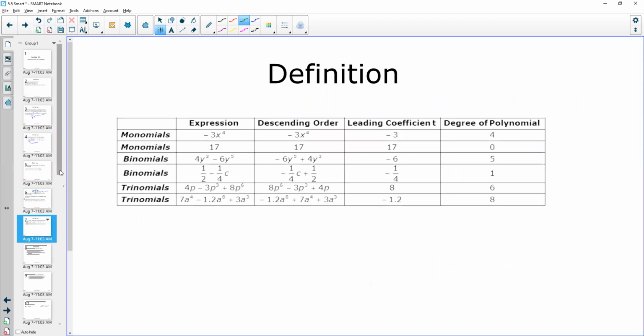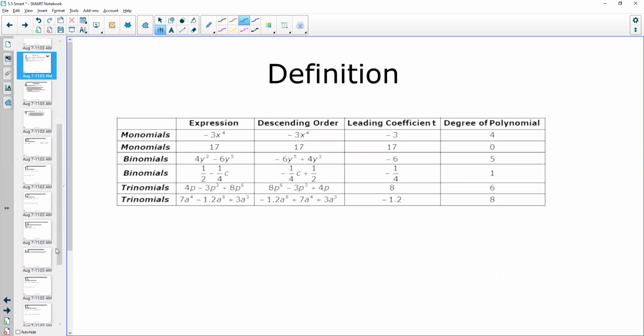So here there's just a list of some of the different kinds of things we're going to run into. An example of a monomial is negative 3x to the fourth. Leading coefficient is negative 3. The degree is 4. Another monomial is 17. This, again, is something we'd think of as a constant because it doesn't have a variable term. Binomials, things like 4y cubed minus 6y to the fifth. Typically, it would be written in the second way as standard form with the negative 6y to the fifth first. In the second one, you can see one half minus 1/4 c. Typically, you would write any variable before you would write a constant. And then you can see trinomials on the bottom. You can see the degrees. This chart is pretty self-explanatory.